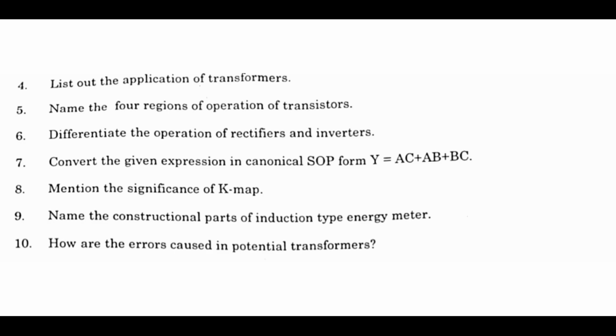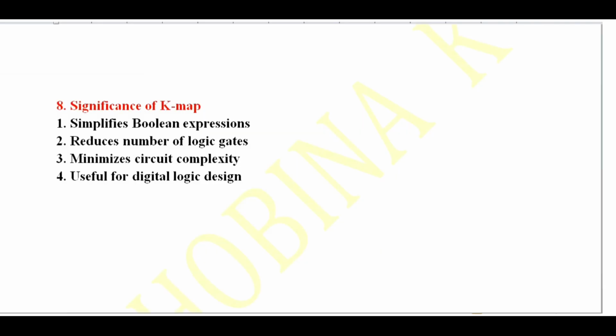Eighth question is, mention the significance of K-map. First, it simplifies Boolean expressions. K-map helps to reduce complex Boolean expressions into simpler forms by grouping adjacent ones and zeros. Also, it reduces the number of logic gates. So by simplifying the expression, fewer gates are needed, thereby reducing the circuit size. After which, it minimizes circuit complexity, meaning it leads to simpler and more efficient digital circuits.